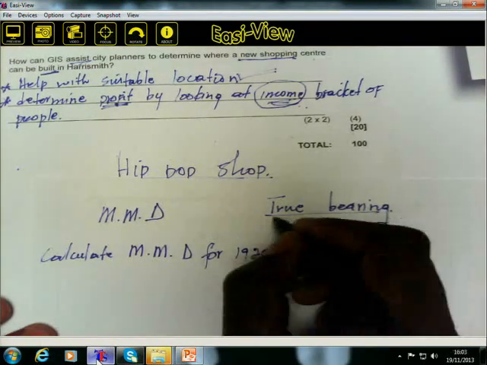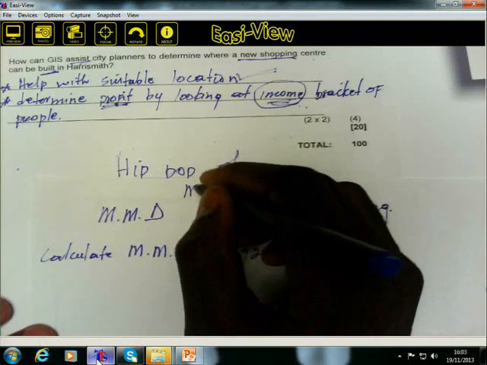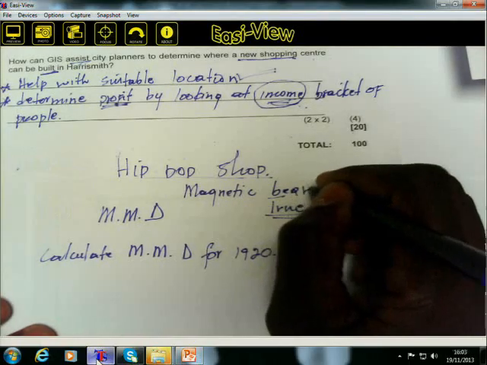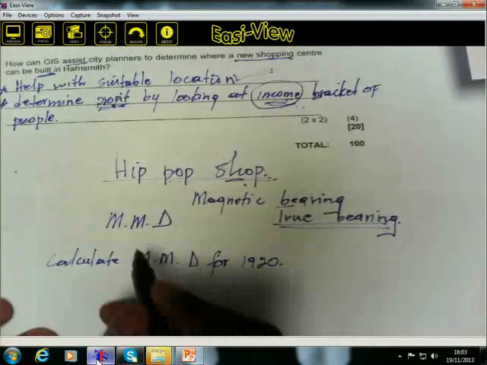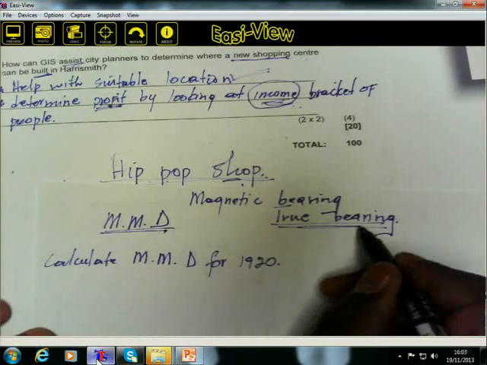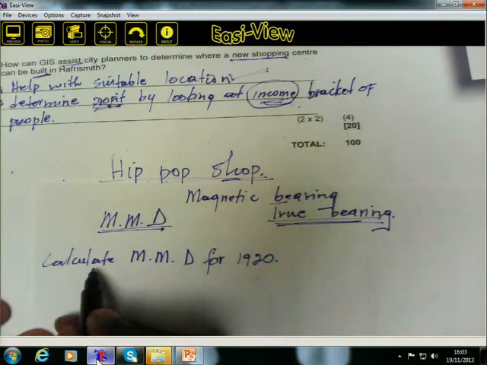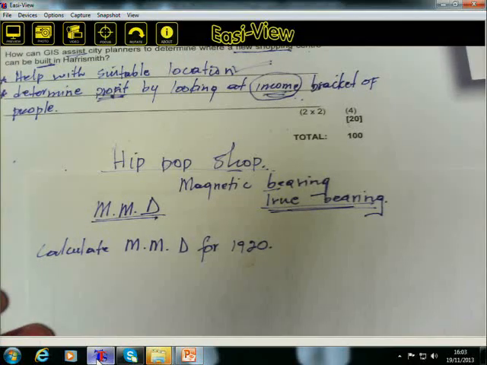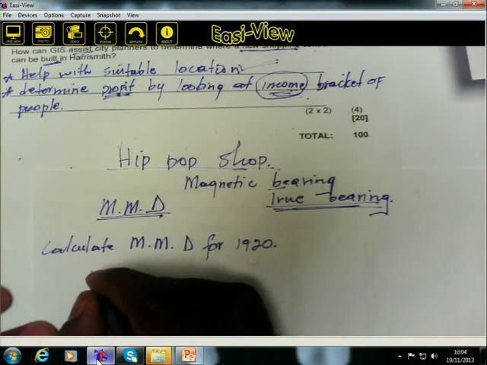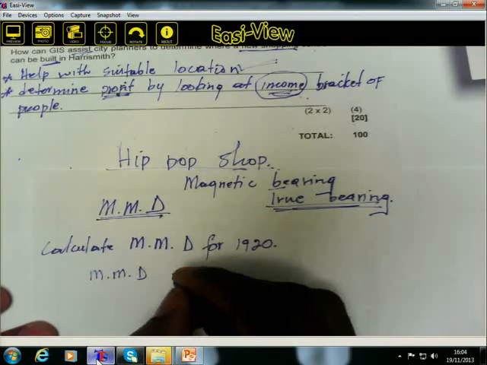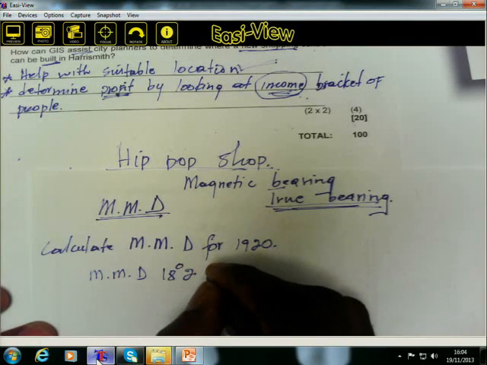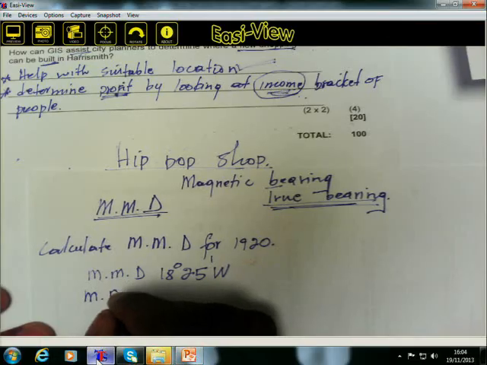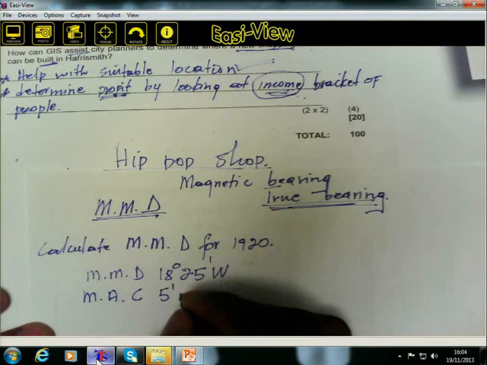Now, remember, magnetic bearing, it's a combination of both what? Mean magnetic declination and the true bearing. Now the question says, calculate mean magnetic declination for 1920. Information will be given. The information that will be given will be saying, on the map, mean magnetic declination is 18 degrees 25 minutes west. And the mean annual change will be 5 minutes west.